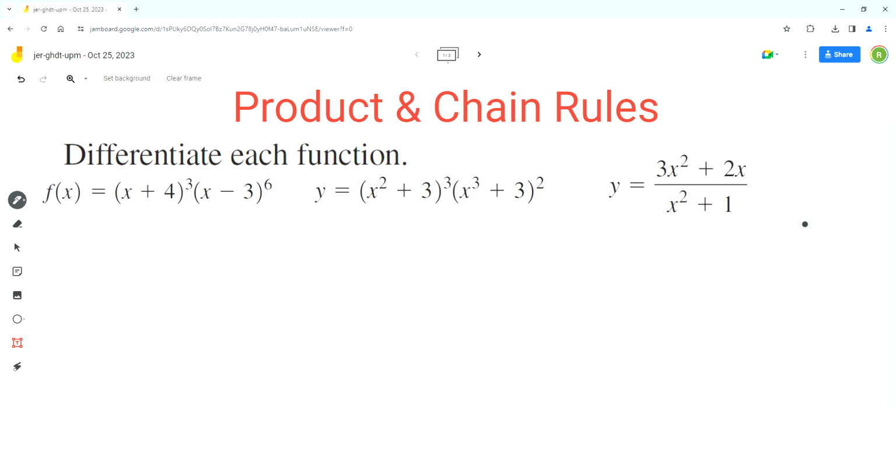So in this video, we'll find the derivative of these functions using product and chain rules. So we have to find the derivative of these three functions. So let's start with the one on the left side.